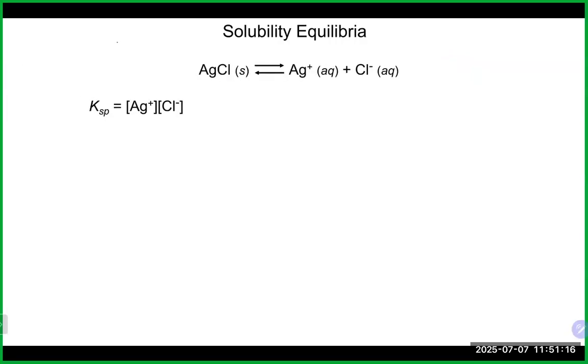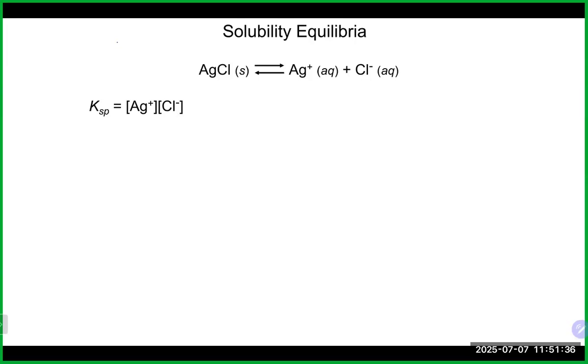KSP is the solubility product. It is really the equilibrium constant for things that are really considered insoluble. So if you remember your solubility rules, something like silver chloride is insoluble.